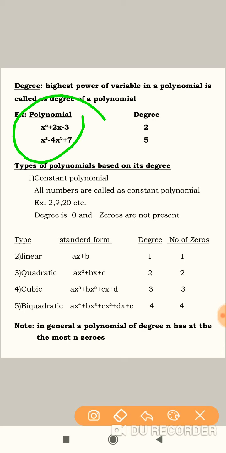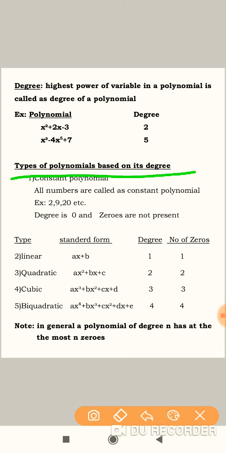Now there are two examples of a polynomial and its degree. The first one, x raised to 2 plus 2x minus 3, its degree is 2. Whereas next example, x cube minus 4x raised to 5 plus 7. Here variable x has the highest power 5, therefore its degree is 5.